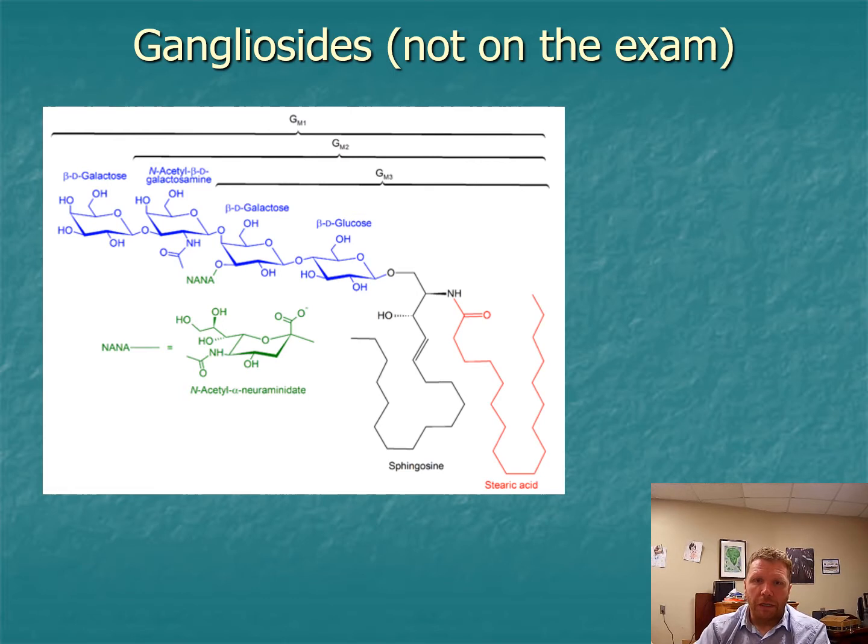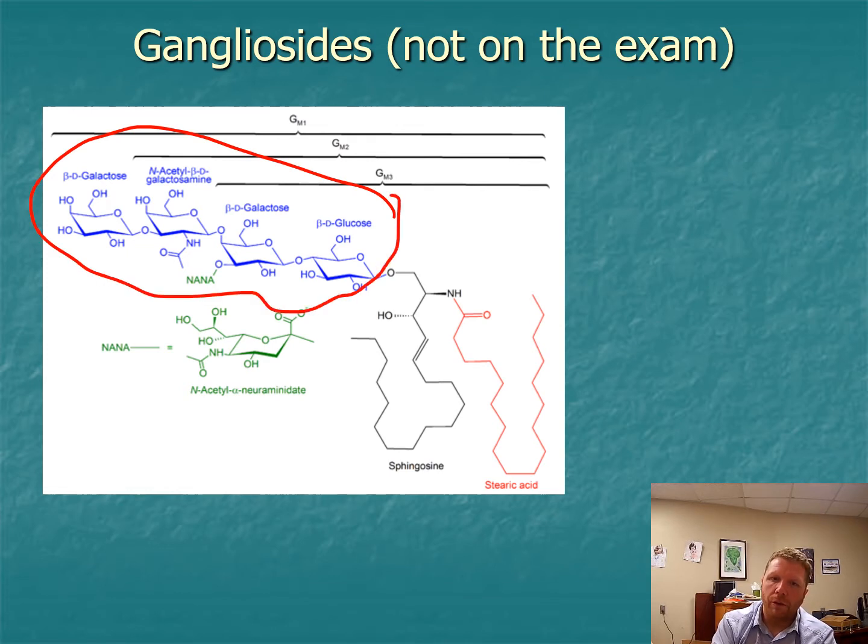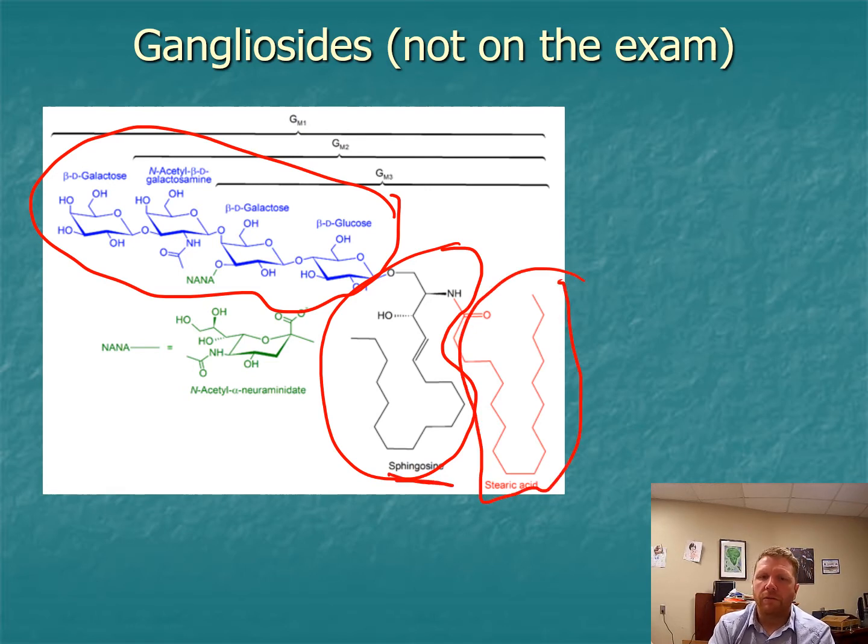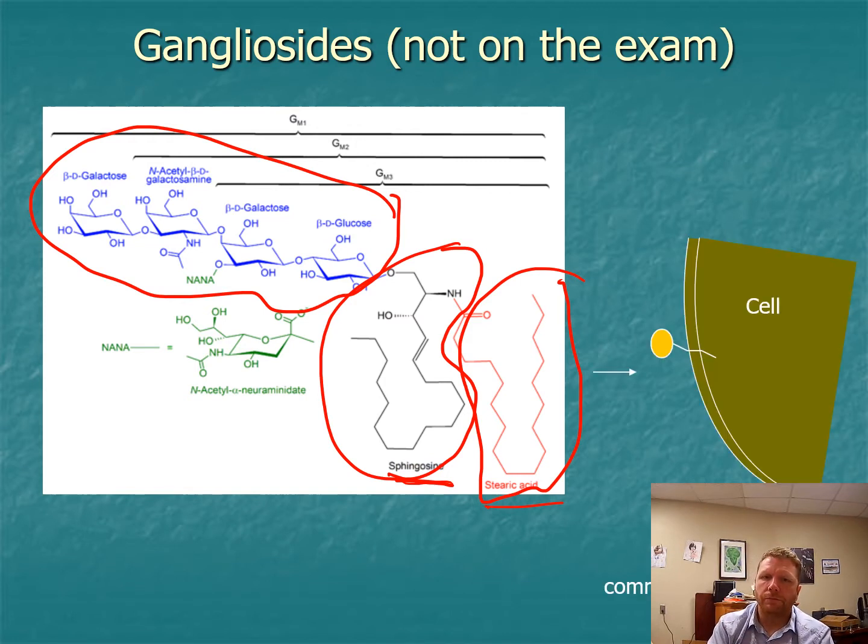Here's an example of what a ganglioside looks like. We'll talk about these a little bit when we talk about lipids, but a ganglioside consists of 3 major components. We've got a sugar component, a fatty acid component, and a sphingosine component. So fatty acid, sphingosine, and sugar. And that's ultimately what a ganglioside looks like. We'll talk about these later when we talk about lipids, though.